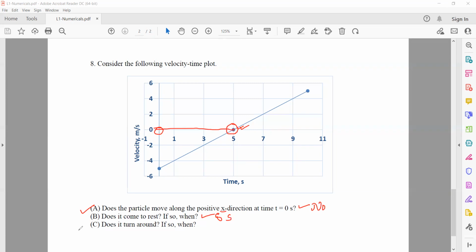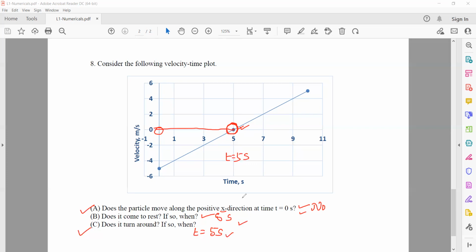Does it turn around? If so, when? Turn around means if it was traveling along the negative x-axis, and it turns around and starts moving along the positive x-axis. So the answer is yes, at time t equal to 5 seconds. At time t equal to 5 seconds, the particle turns around, because it was moving along the negative x-axis and now it starts to move along the positive x-axis. So these are the answers.